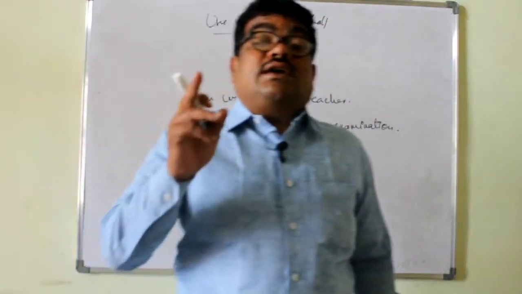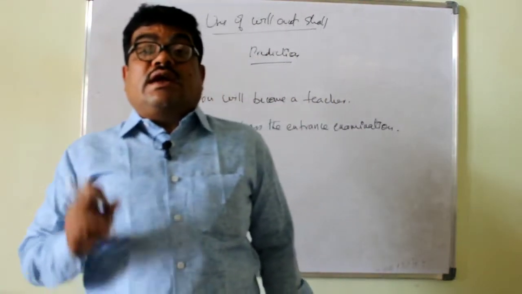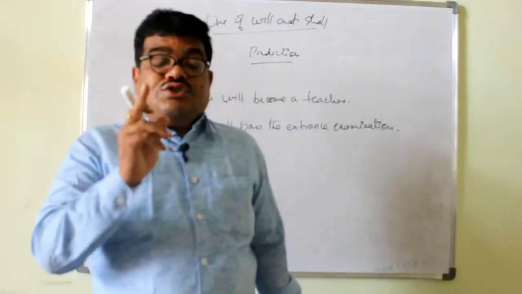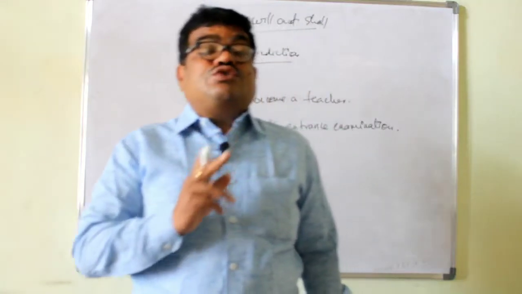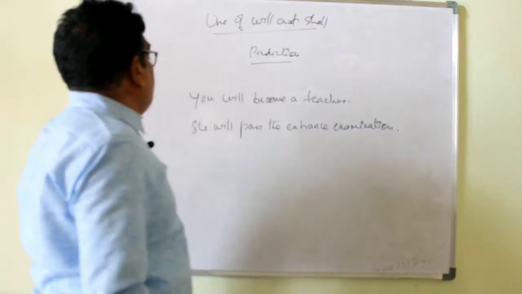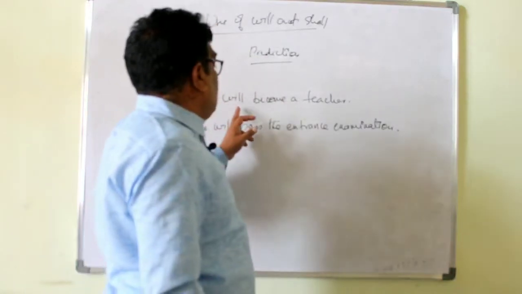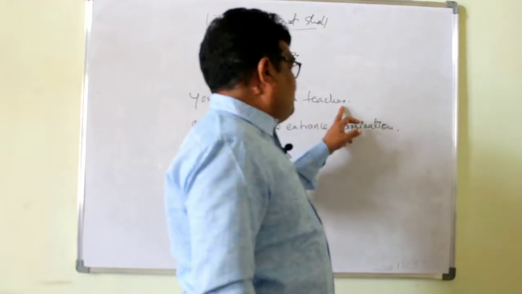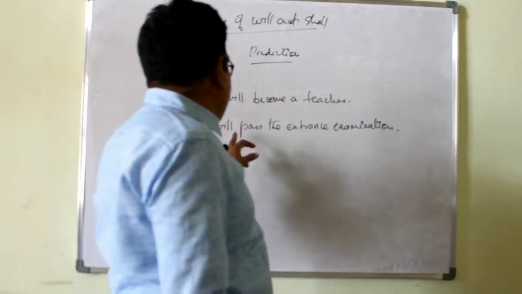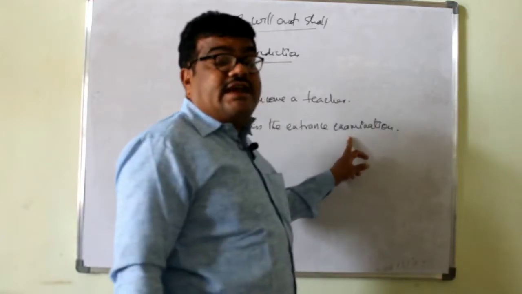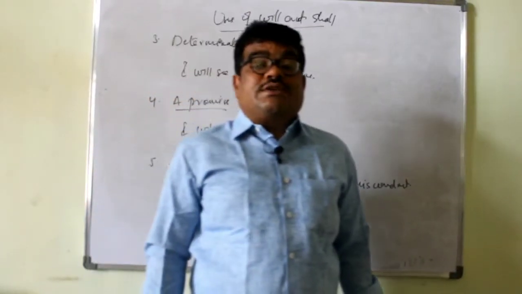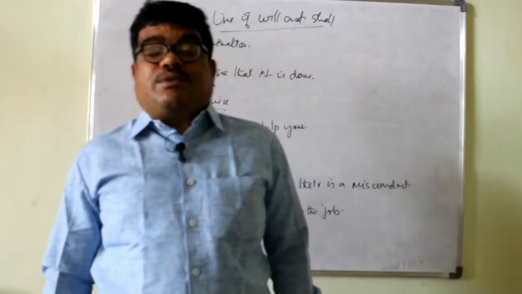Write down. Will in the second and third person indicates simple futurity. I repeat once again, generally, will is used for the second and third person. It indicates simple futurity. For example, you see this example: You will become a teacher. Another example: She will pass the entrance examination.